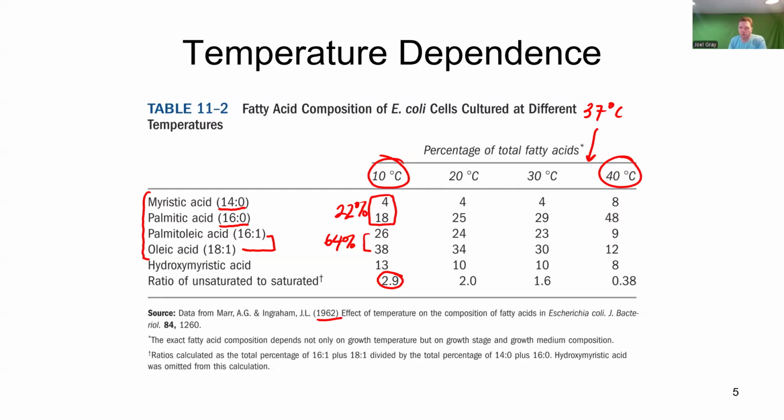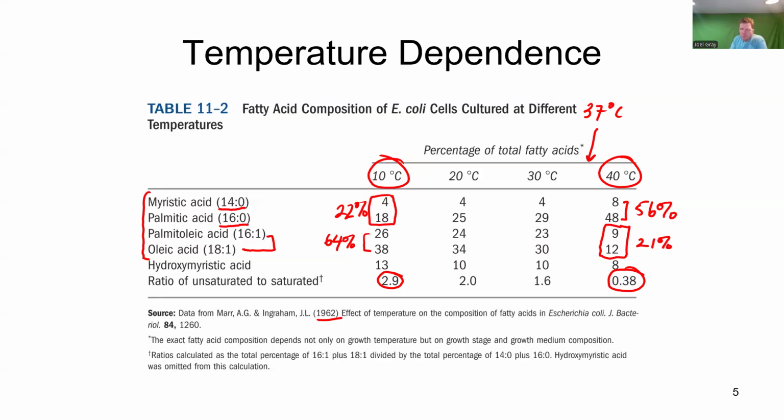So they also looked at the distribution of these same fatty acids at 40 degrees. 56% of fatty acids at 40 degrees Celsius were saturated. 21% were your monounsaturated fatty acids. So they saw almost an inversion. The ratio was 0.38.